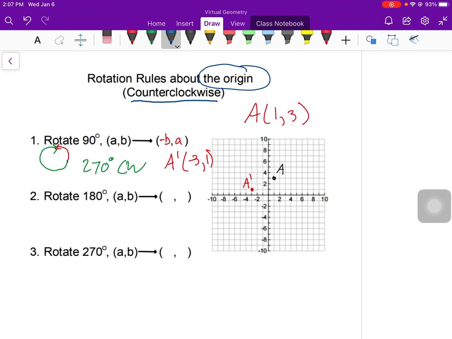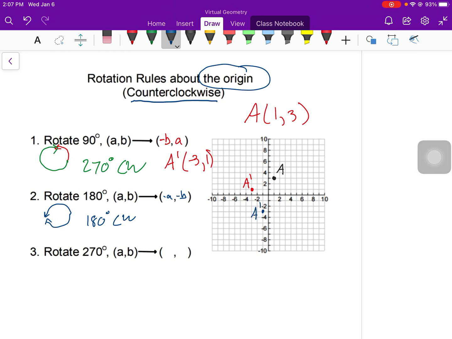All right. For the second one, if I rotate 180 degrees counterclockwise, that's the exact same thing as if I'd gone 180 degrees clockwise. They're the exact same thing. So the rule for this is just you take whatever your A and B value are and then you change it from positive to negative or negative to positive. So since A was 1, 3, this should now become negative 1, negative 3.